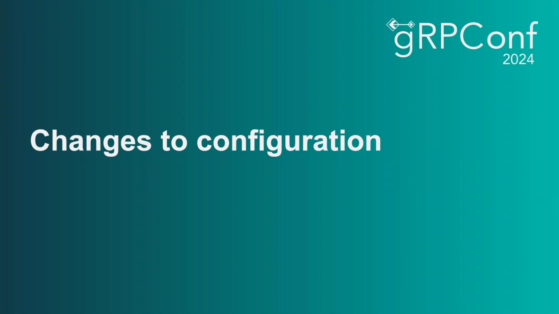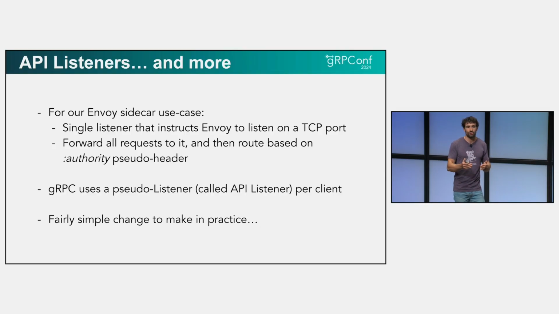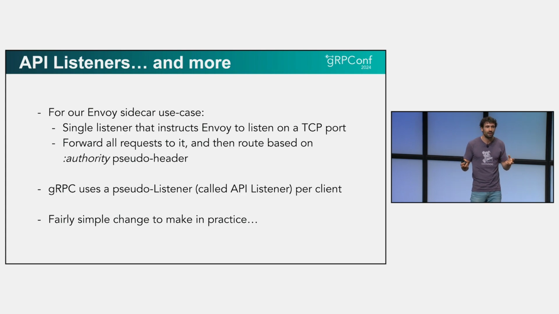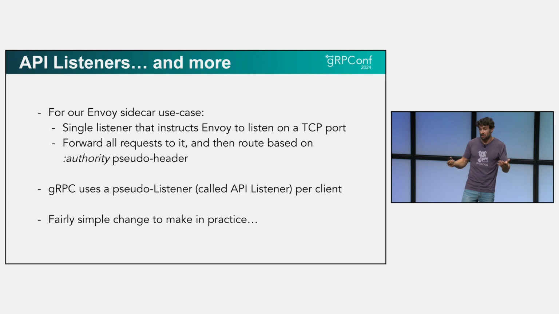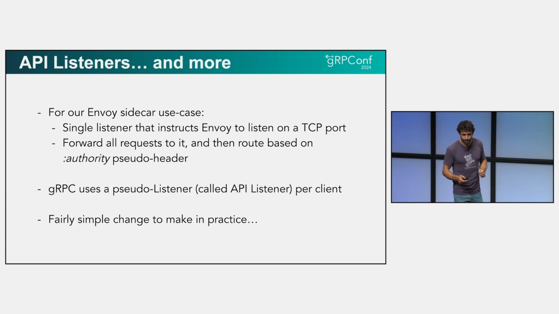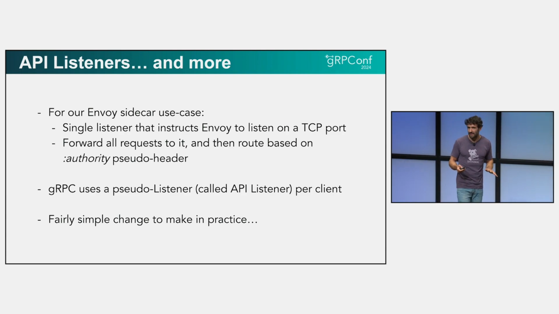So another thing that we had to change was the configuration itself, and that was kind of expected. Envoy is a proxy, so we need to tell it, for example, what ports it needs to listen on and how to route requests to the right destination when they enter the proxy. gRPC is different. It's not a proxy, so it has a different kind of listener, a special listener that says that it's just a gRPC client. So that was a simple change to make.